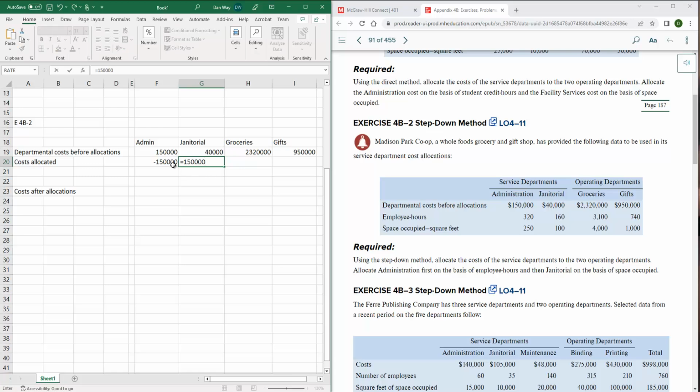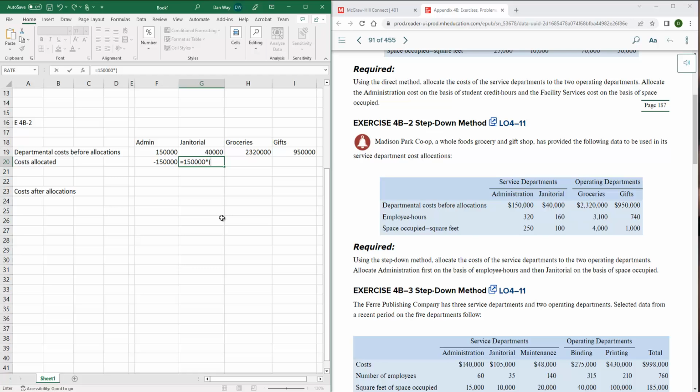I'll take my total administration costs, 150,000, times the relative portion of employee hours used by the janitorial department relative to all the other departments to which I'm allocating this cost. Remember, we do not include in that denominator the employee hours used by administration, because administration is the department we're allocating from.